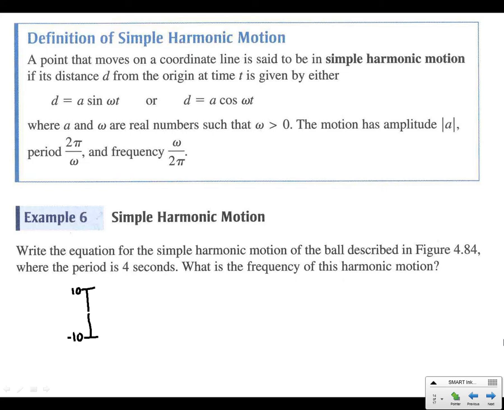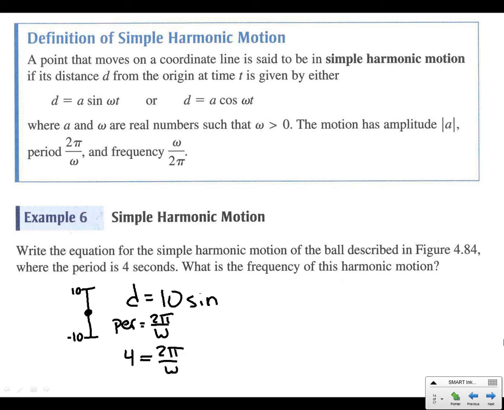let's figure out the equation for this thing. All right. Period is 4 seconds. So we know on this one we're going to, let's just use sine, assuming we start in the middle. All right. And for this one we're going to say d equals, what's our a? Our a is going to be the displacement, so 10 sine, and let's figure out our b in here. Remember that period is 2 pi over omega, and we know the period is 4.